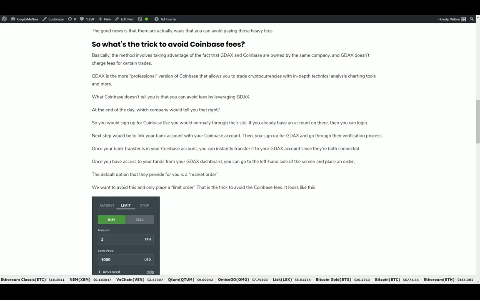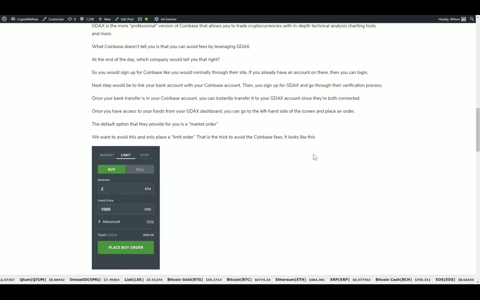Once your bank transfer is complete, you log into Coinbase Pro, or you have to sign up for it first for the verification process. Previously, this was on GDAX, and all you have to do is log in and go through the verification process, and you can transfer in and out between Coinbase and GDAX without a problem. The platform looks exactly the same, except it's not called GDAX anymore. It's called Coinbase Pro. You go to the left-hand side of the screen and place an order.